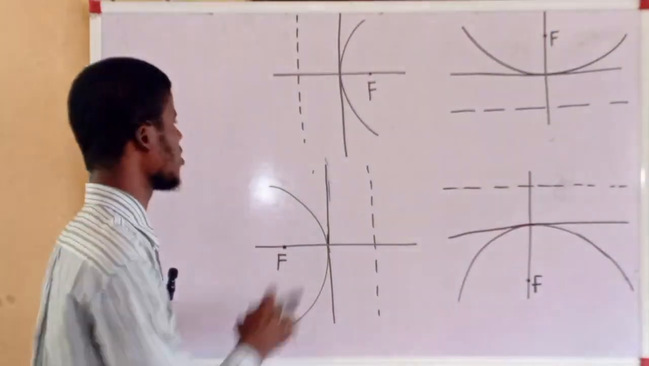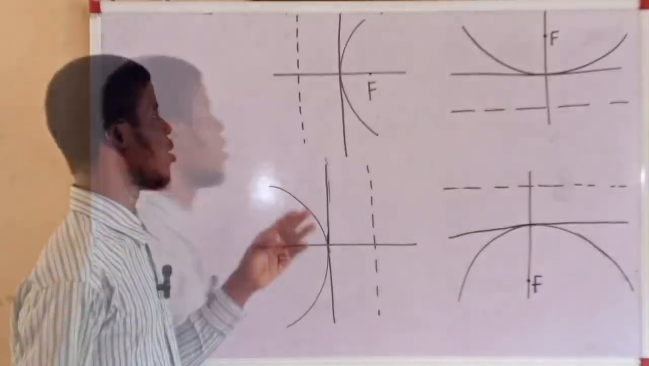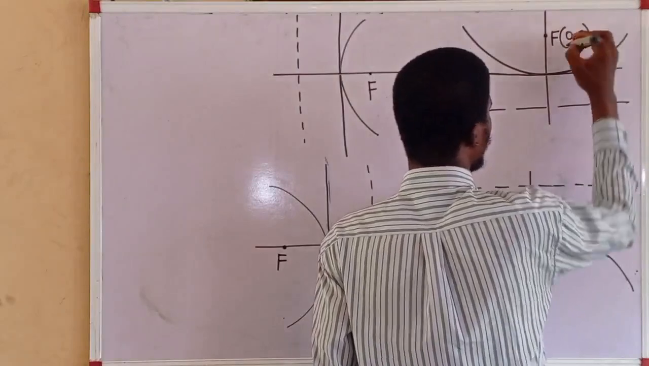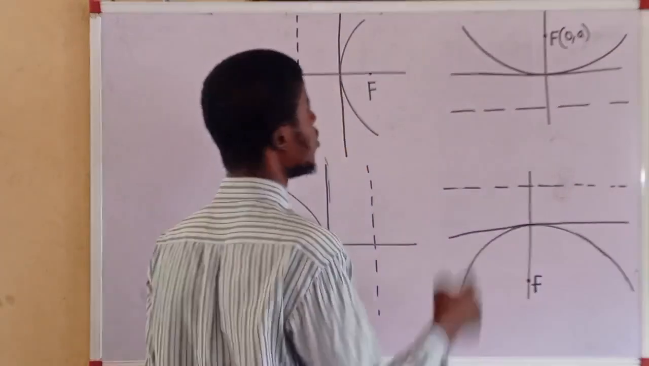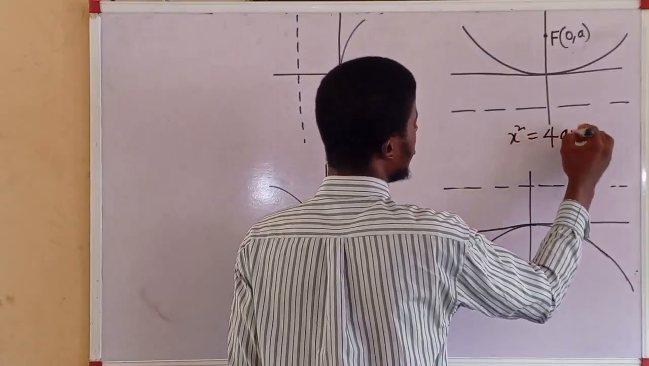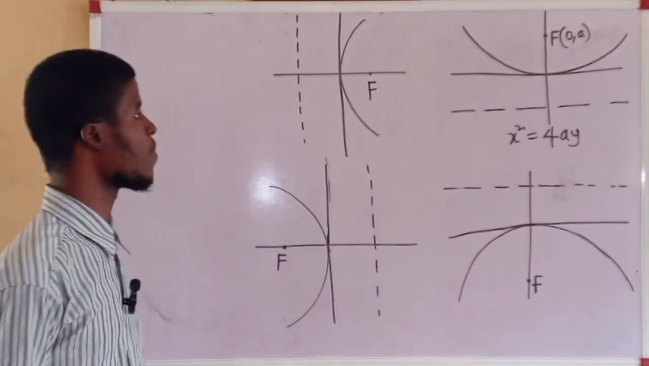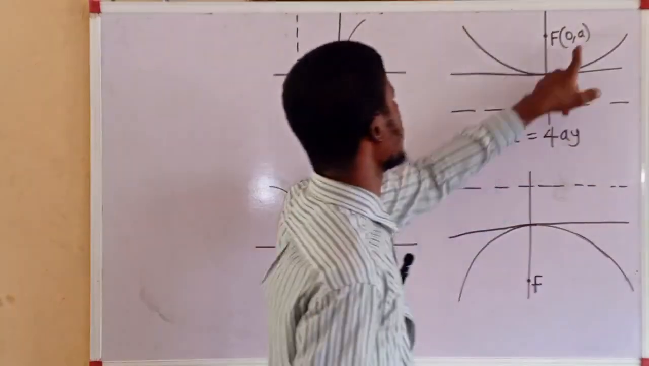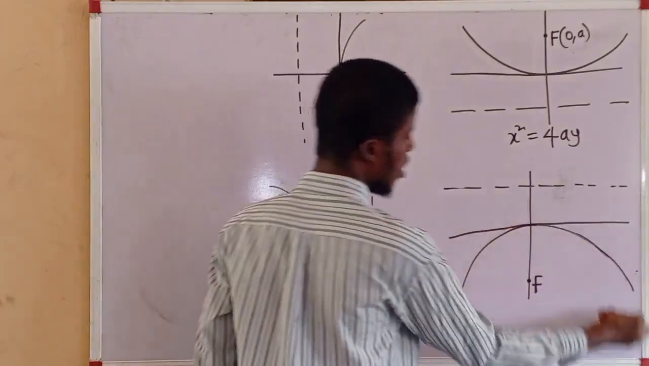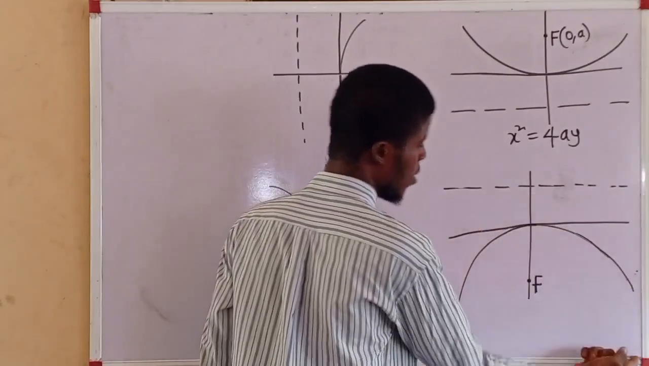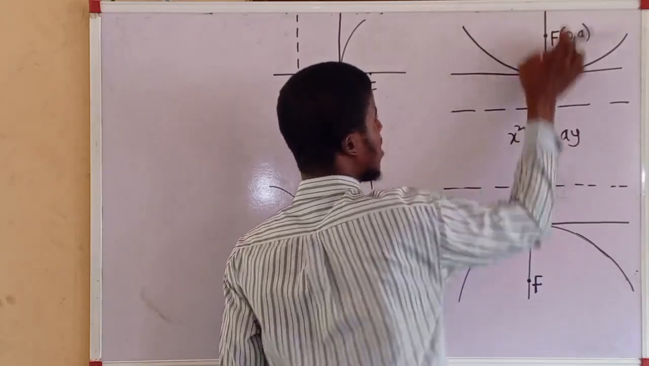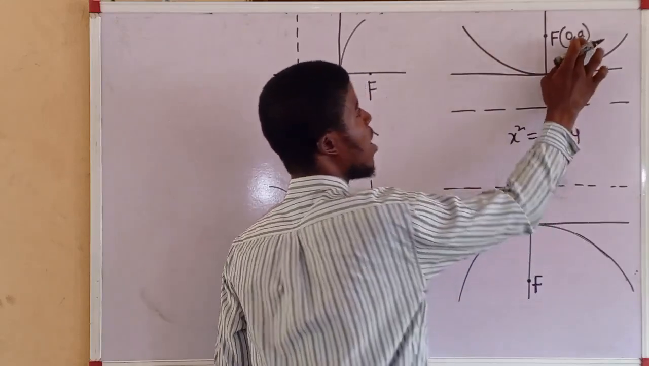Look at something. Let us make a slight modification to the formula that we have seen. When the focus for this first parabola has the points 0, a, we said that the equation of the parabola is x squared equal to 4ay, right? Yes. This is because the value of a here is positive. It is greater than 0. But now it opens upwards. Here, it is the positive y-axis. That is why a is positive.